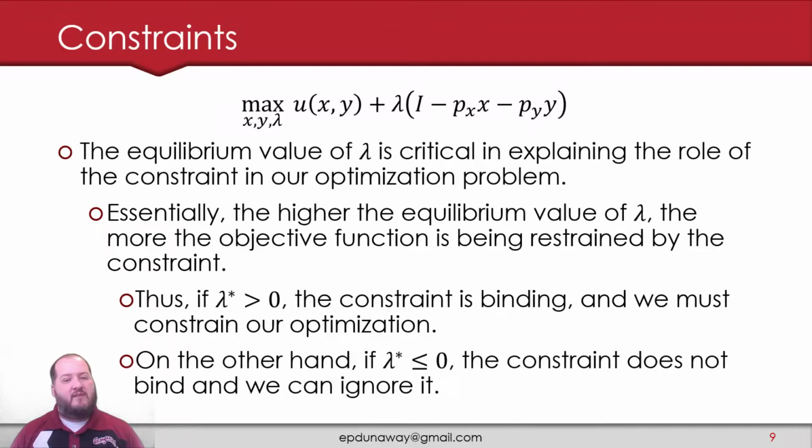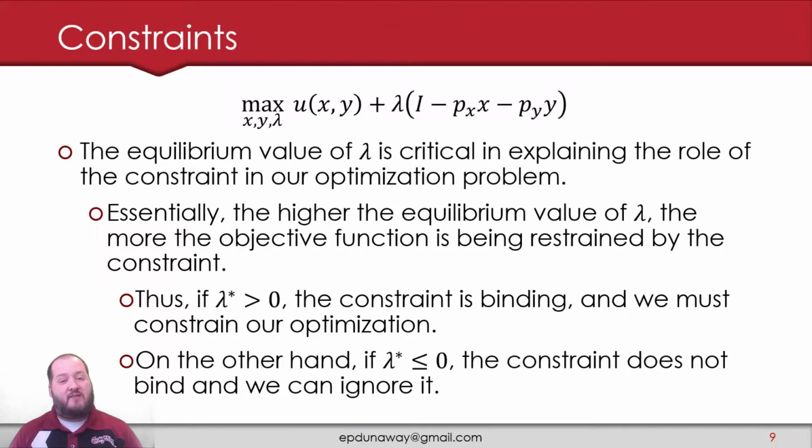But if lambda is less than or equal to 0, the constraint doesn't bind at all, and we can actually delete it and treat this as if it were an unconstrained optimization problem. And that's also very nice to know. So if lambda is actually equal to 0, we optimize naturally right along that constraint, and we can still delete it. It doesn't matter. We would get the same solution either way.